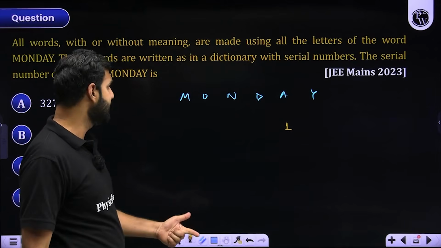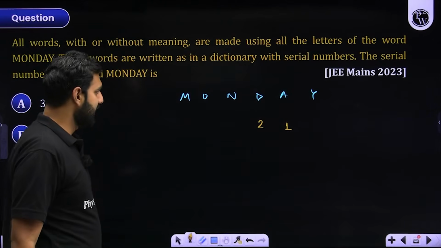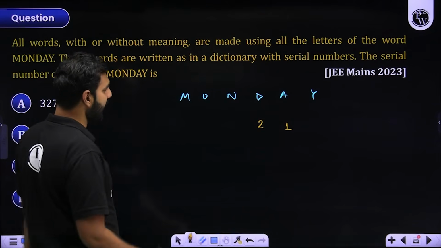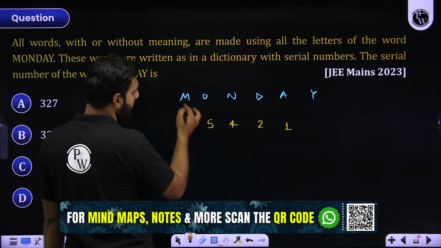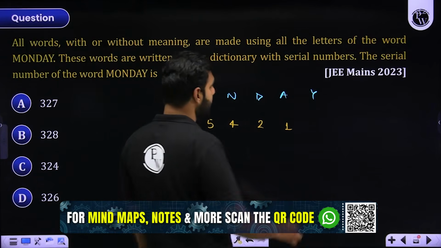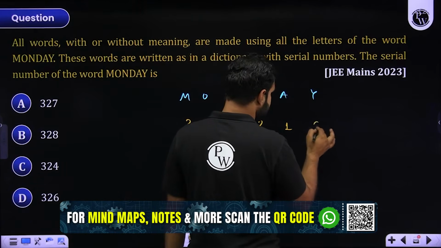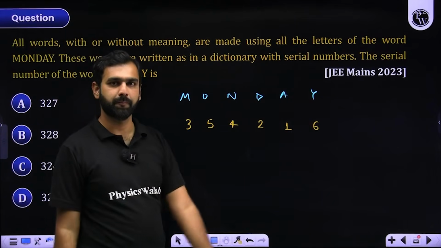Then A, B, C, D is your second letter. E, F, G, H, I, J, K, L, M, N, O. So M will be third, N will be fourth, O will be fifth. And of course, ultimately, in the end, I'll have Y, which is the sixth letter as per this index. So alphabetically, this will be the order.